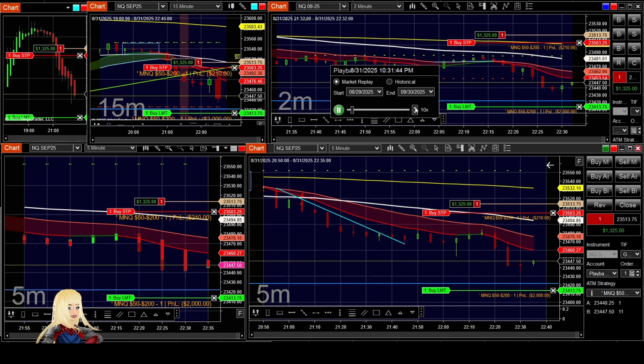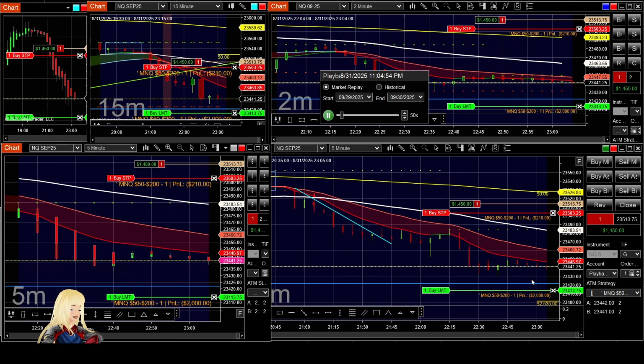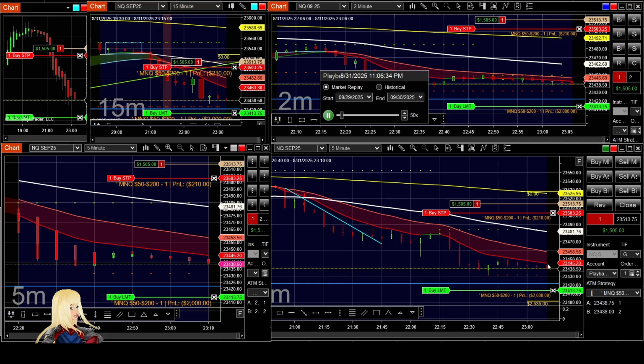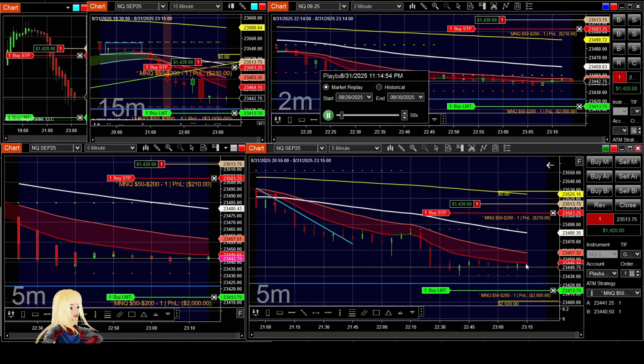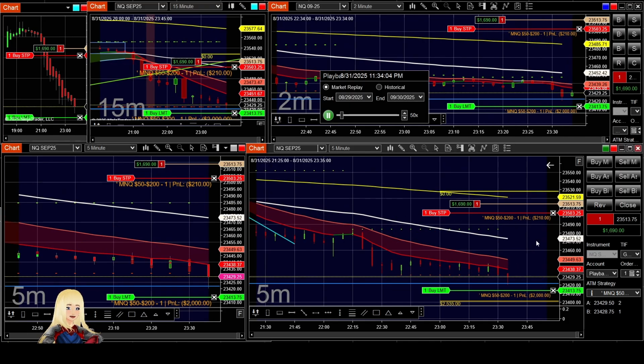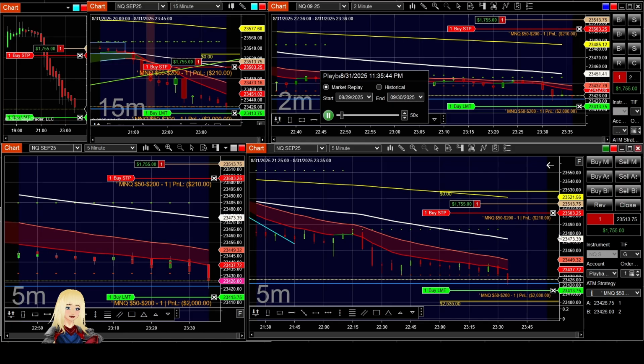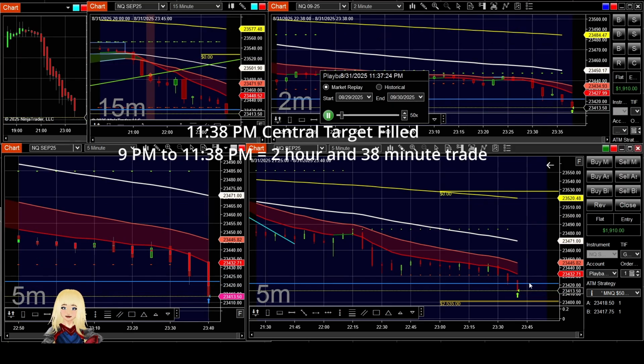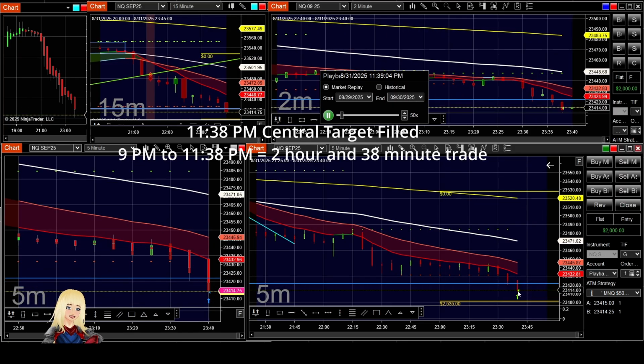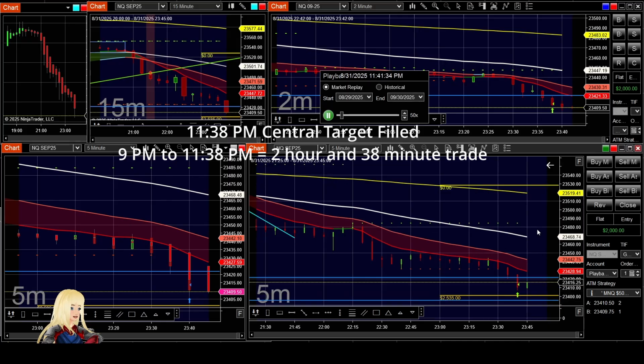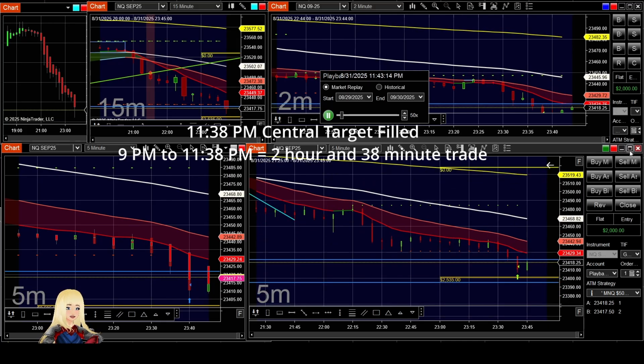We're going to go ahead and speed this up some more. So it looks like our price is going sideways. It's consolidating. Target filled. And now we just had our target filled. So let's look at how far it could have gotten.